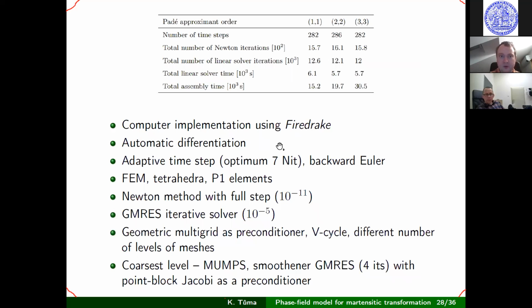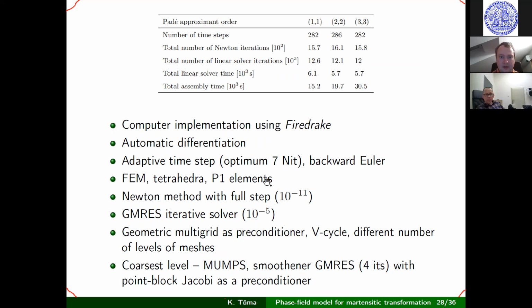And this was published. So we decided to use Padé approximation, but now we have to decide which order. So already for the phase field and for the transformations, we performed the simulation for different Padé approximations, 1-1, 2-2, 3-3. Padé 1-1 is a very weak approximation, so we would like not to use it. Padé 2-2 is just a little more expensive than 1-1. And Padé 3-3 is much more expensive, mainly the assembly time. So finally we decided, because of the CPU time, to use Padé approximation 2-2. In our simulations, we were optimizing almost everything with respect to the CPU time.